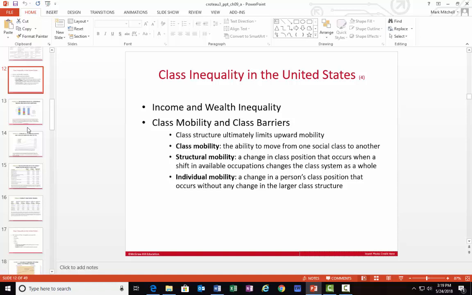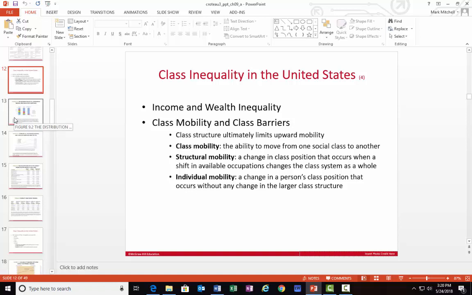Individual mobility just shows factors or changes that may occur in a person's life that affect whether or not their social class rises or falls. So say if you got sick, for example, and couldn't work, that would be a good example of individual mobility.